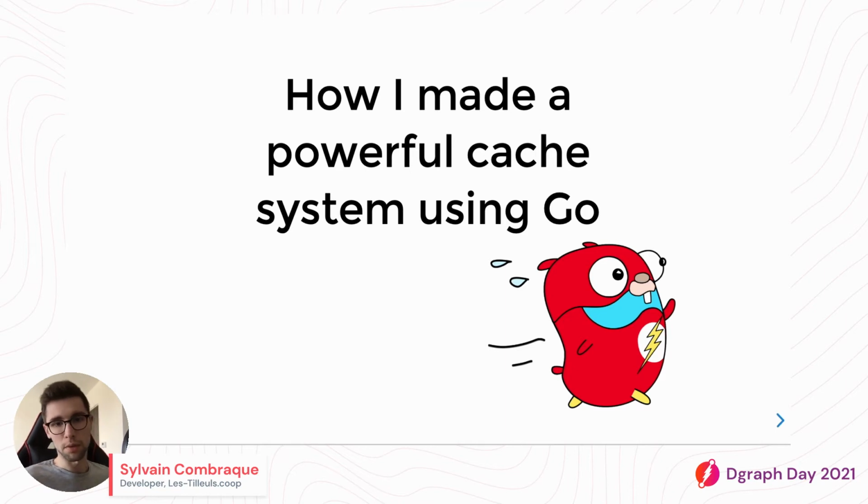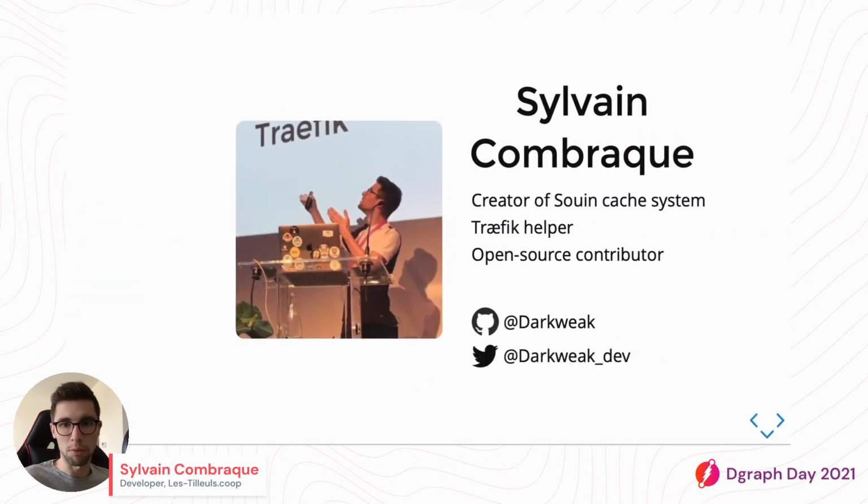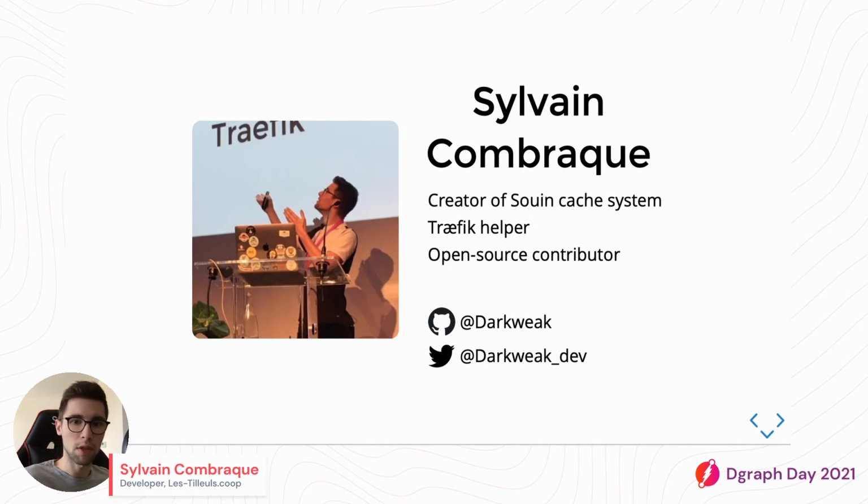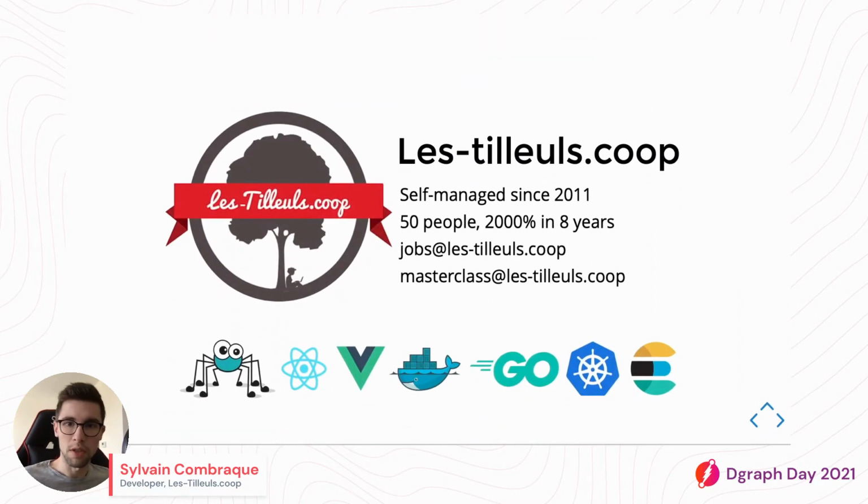Before diving into the subject, let me introduce myself. My name is Sylvain Combraque, I'm from Lille in France. Sorry for my baguette accent, but I'll try my best to speak as well as possible. I'm a Traefik contributor, and also the creator of the cache system we'll talk about. You can find me on GitHub searching Darkwik, and Darkwik Dev on Twitter. I'm working in a company called Les-Tilleuls. It's a French self-managed company, and we are working mainly on web stacks like PHP and React.js, but we are working on Go software too.